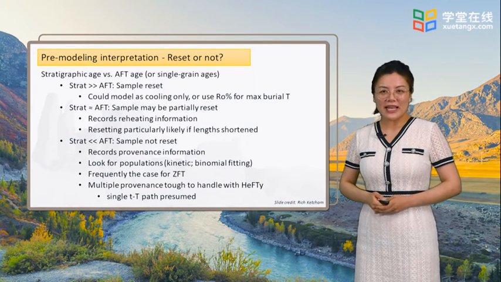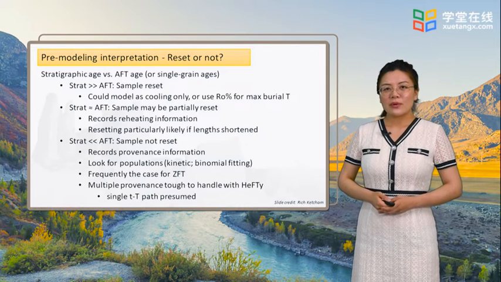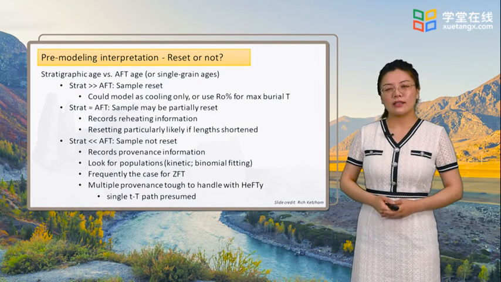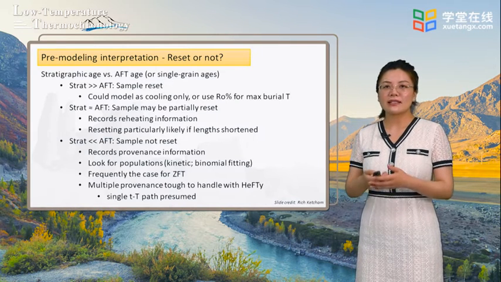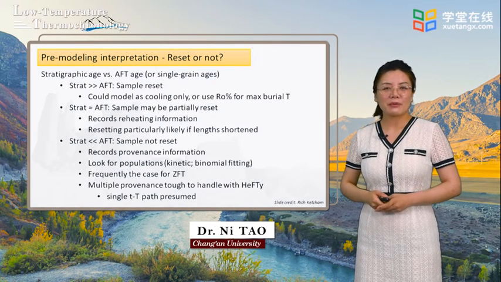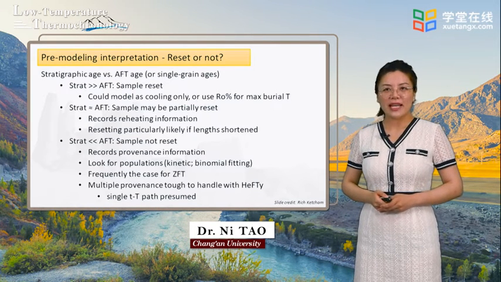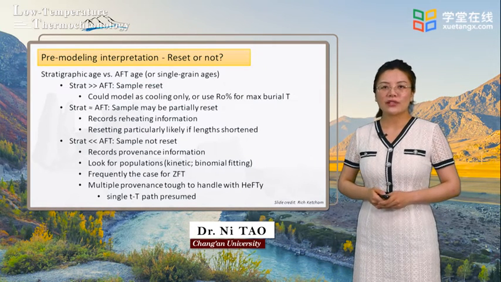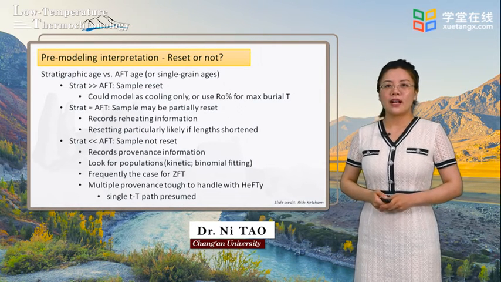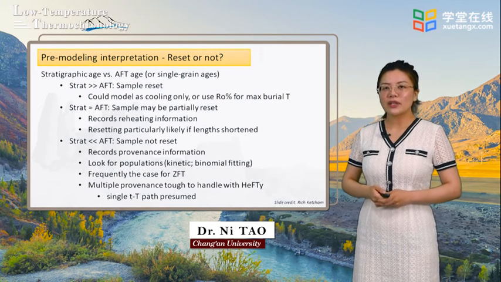When stratigraphic age is way older than apatite fission track age, we say the sample is reset and could be modeled as cooling only, or use vitrinite reflectance data for maximum paleotemperature estimation. When stratigraphic age is similar to apatite fission track age, the sample may be partially reset and records reheating information. Reheating is particularly likely if the length is shortened.